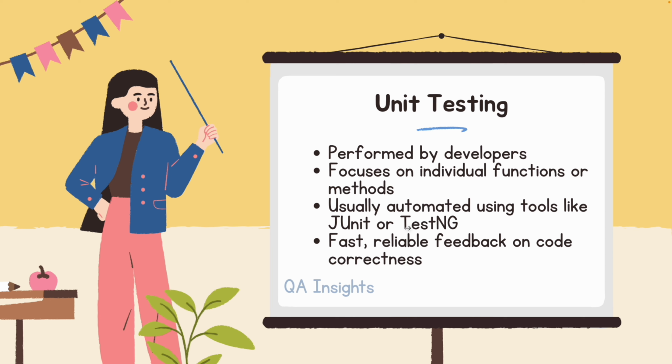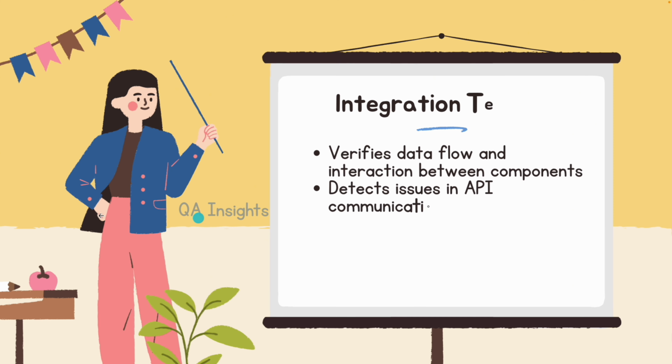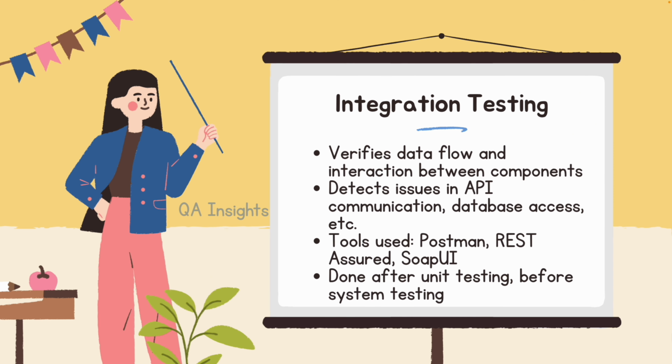After unit testing, it's time to see how the parts work together, which is called integration testing. Integration testing checks how the different modules or components integrate with each other. It helps to uncover problems in data flow, communication, or dependencies between modules. This step is crucial to ensure the system functions seamlessly when individual pieces are connected.